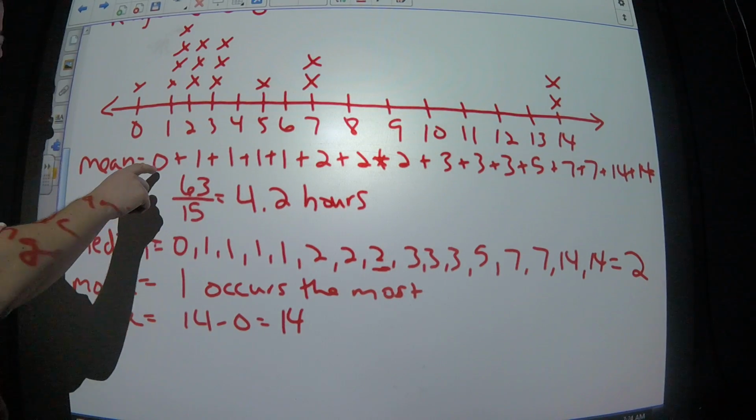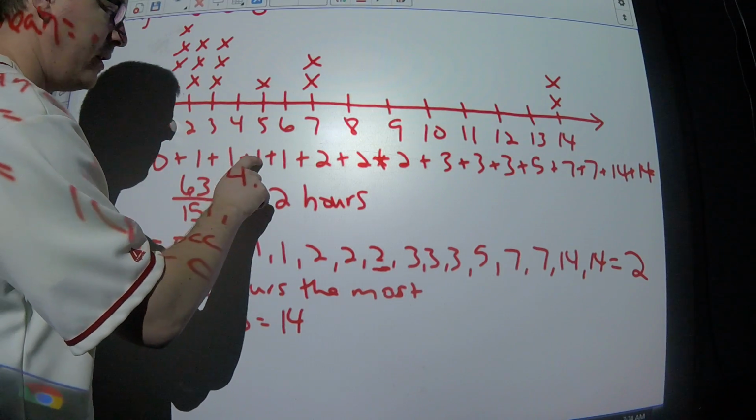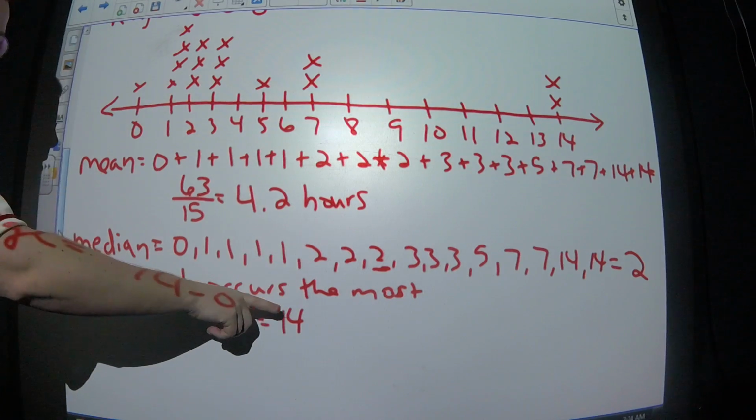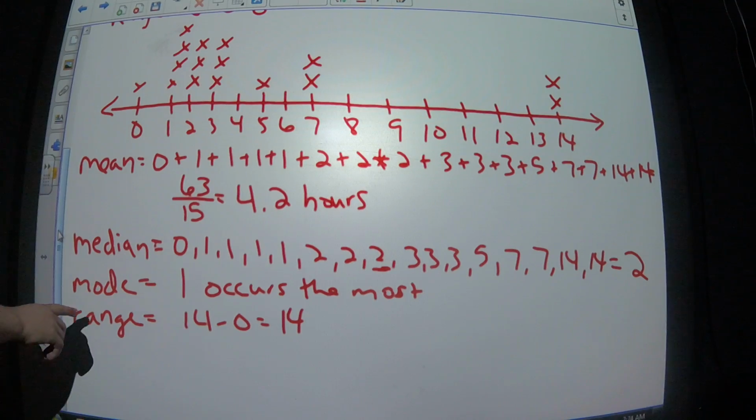But since there are 15, we're going to take the eighth number. So 1, 2, 3, 4, 5, 6, 7, 8. So 2 is going to be my median, okay? Because it's the very middle number. I have 7 numbers on the left, 7 numbers on the right, okay?